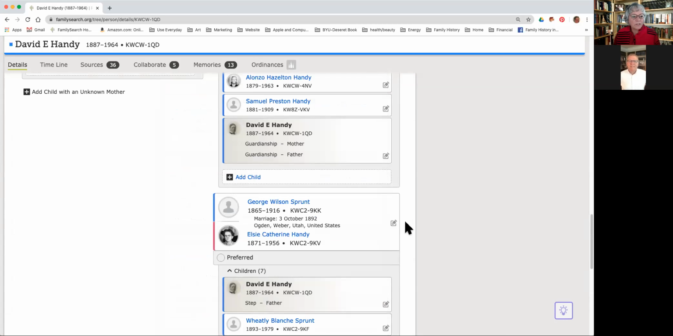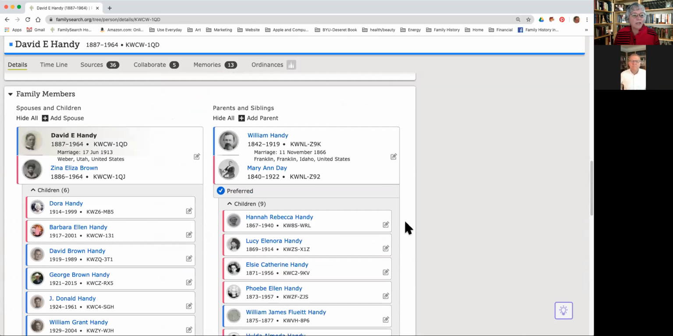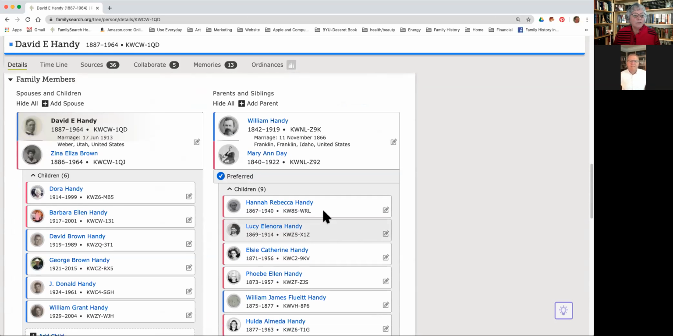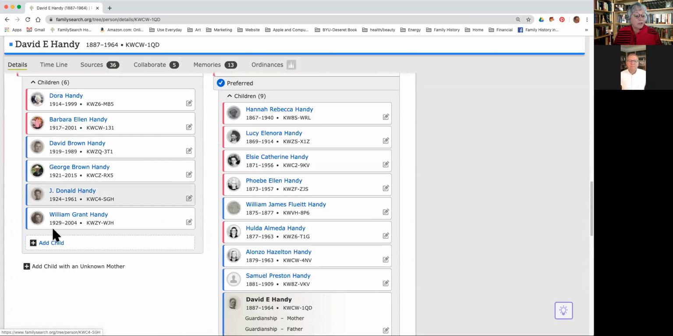There's just a couple more things here I wanted to show you, and that is how you add additional people. So notice I am on David's page. If he had married twice, I could add a spouse right here, and that would give me another box with him and another spouse. I could add another child if they had had an additional child that I discovered through additional records. Or I may find an additional child, but I don't know who the mother is conclusively. It may not list the mother specifically. I can add a child with an unknown mother.